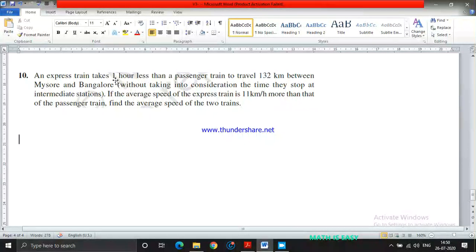An express train takes 1 hour less than the passenger train to travel 132 kilometers between Mysore and Bangalore, without taking into consideration the time they stop at the intermediate stations. If the average speed of the express train is 11 kilometers per hour more than that of the passenger train, find the average speed of the two trains. Okay, so what can we do here?